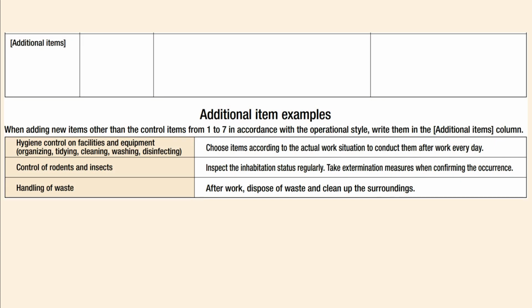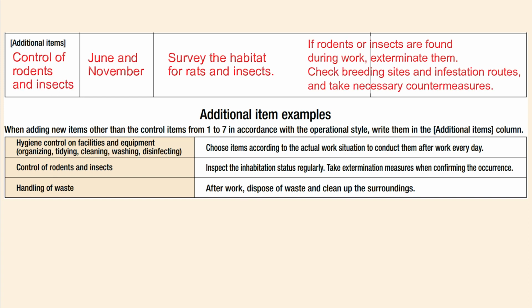Next, look at the bottom of page 5. Up to this point, we have explained the 7 items of good hygiene practices. However, for some facilities, the hygiene control items listed here may also be important. So, these items should be entered in the additional items, if necessary. For example, control of rodents and insects should be described in this way.